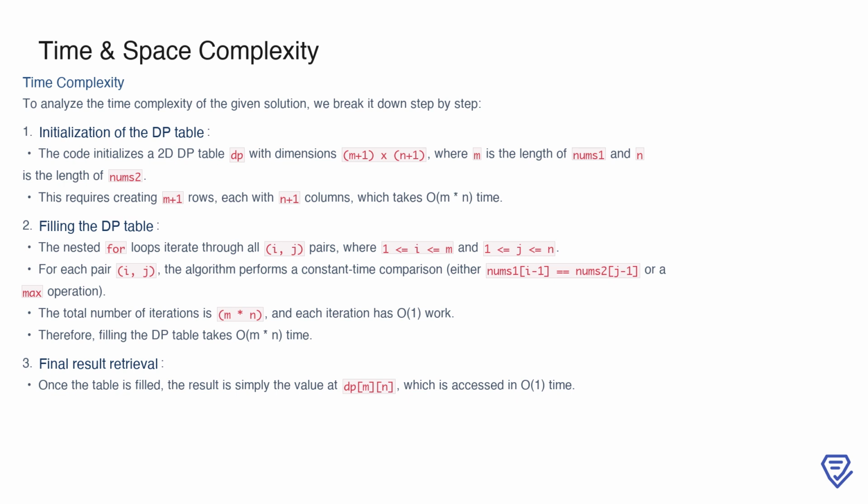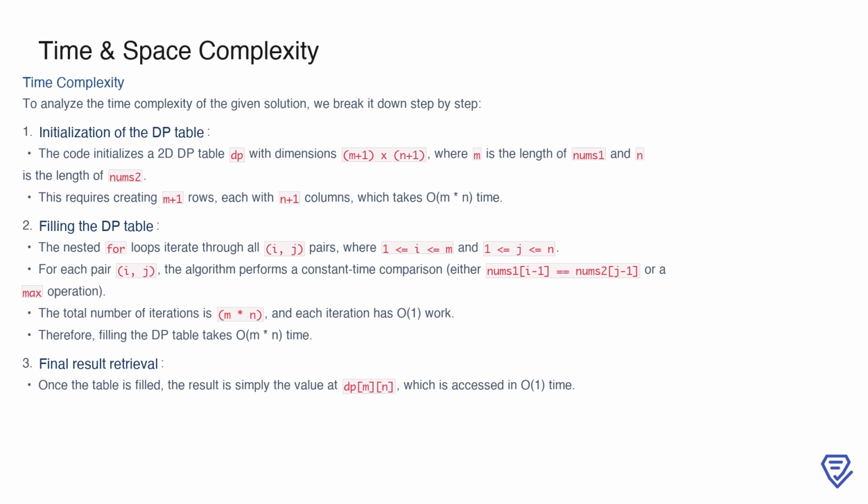First, during the initialization of the DP table, we create a 2D array with dimensions m plus 1 by n plus 1, where m is the length of nums1 and n is the length of nums2. This involves allocating memory and setting up the structure, which requires O(m*n) time. Next, we focus on filling the DP table.